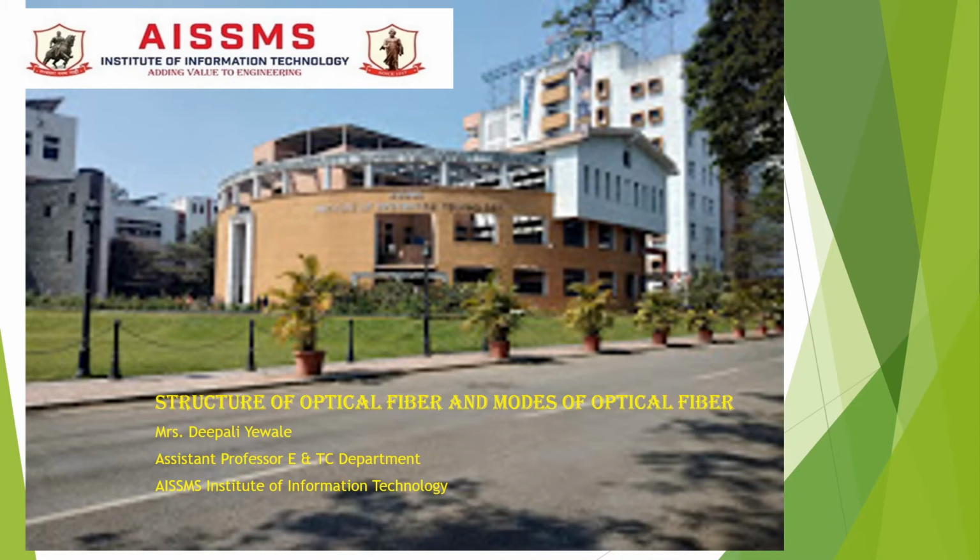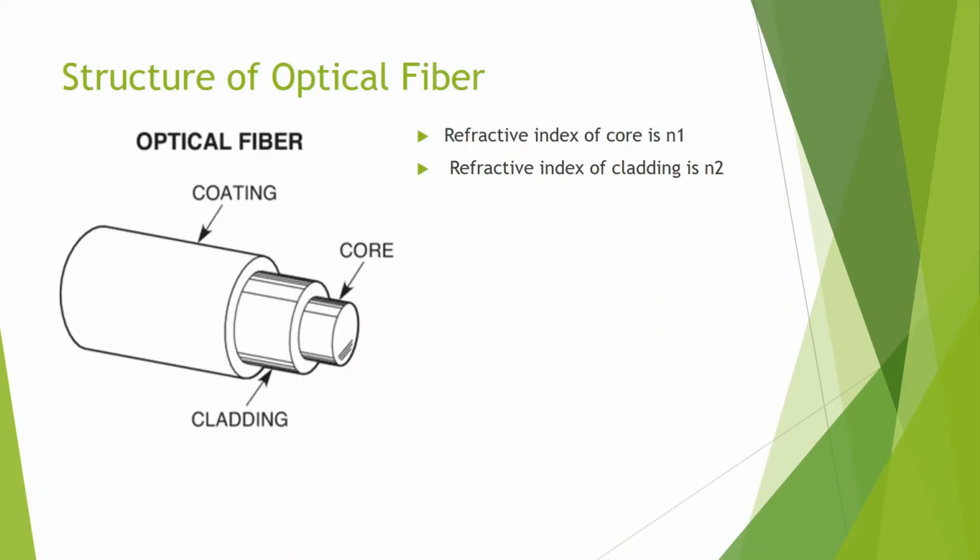I will explain the basic structure and modes of optical fiber in this video. So let us begin with the first point, that is the structure of optical fiber. Optical fiber is made up of three basic elements: one is core, second is cladding, and third is coating, or one can say cover. So let us see its structure first.